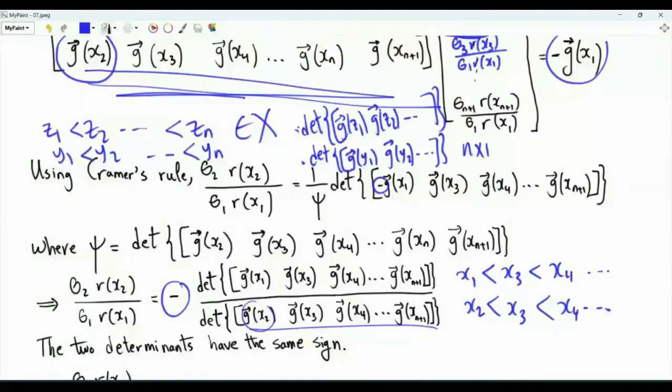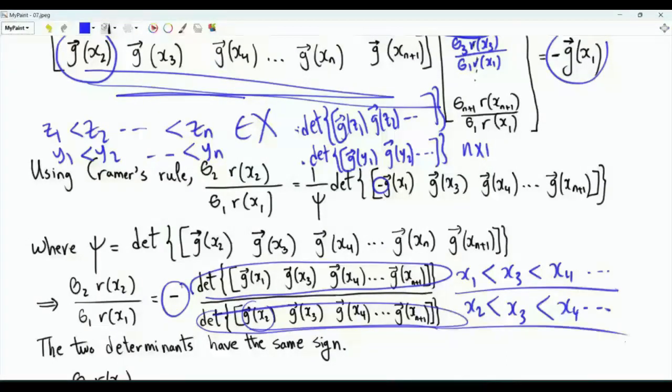Let's see our situation here. Upstairs, we have this determinant. Downstairs, we have that determinant. And these are the x's. These two determinants must have the same sign. Both of them are positive, or both of them are negative. In both cases, the ratio of these two determinants is strictly positive.